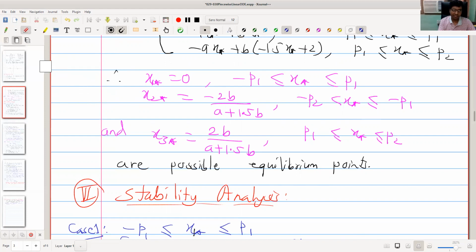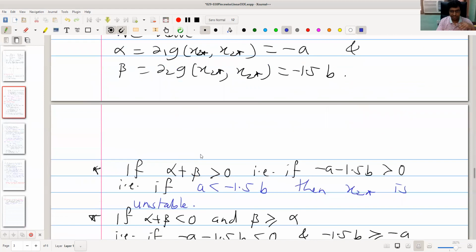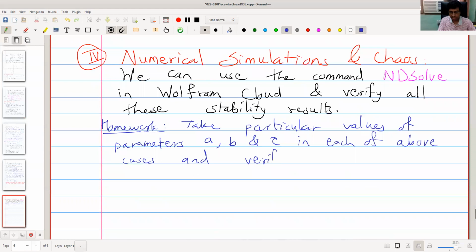We will also verify some cases, whatever possible. There are 3 cases for each equilibrium point, so you need to verify all these cases. Take particular values of parameters a, b, and tau in each of the above cases and verify the stability results.